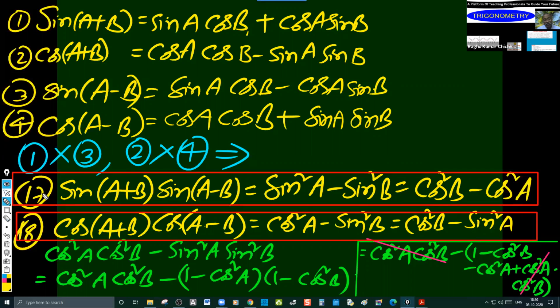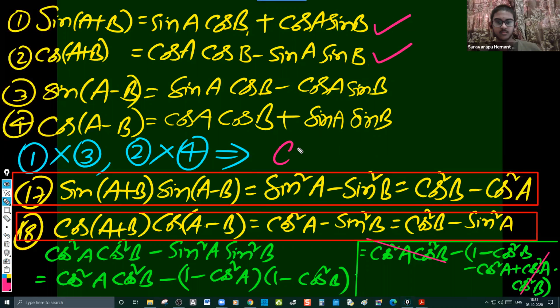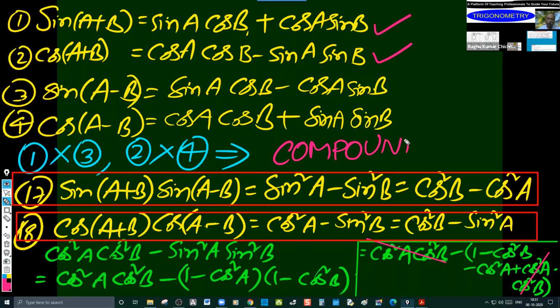So these are now 18 formulae we derived, and a very important point to be remembered. Logically, I taught you this. Through the logic, we have derived 18 formulae, including these two formulae. We used only these two formulae to derive all these 18 formulae. And up to this, we call them compound angles. These are called compound angles.